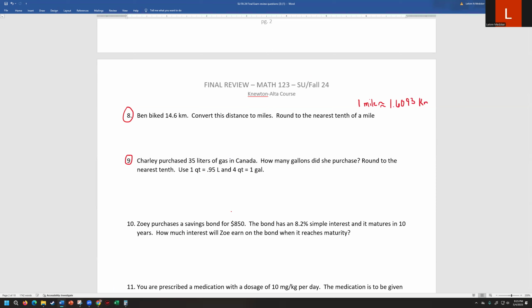Now, sometimes you'll see it written in the directions, like they might say use 1.61. So that's why if Newton says use 1.61 kilometers equals 1 mile, if they put that in the directions, you need to follow those directions, but they didn't. So we used our formula sheet.